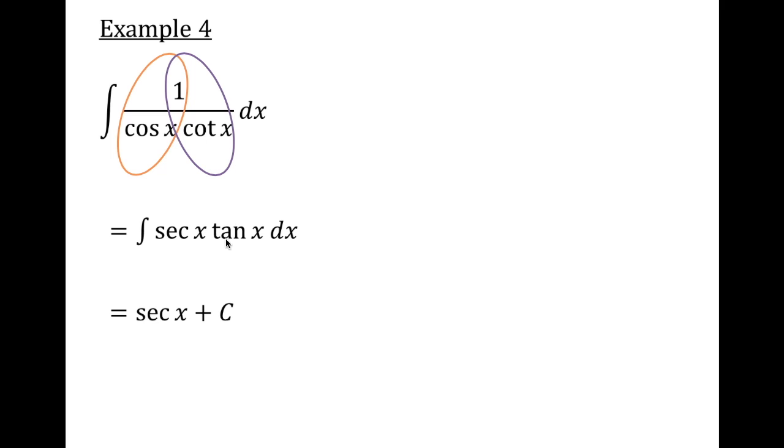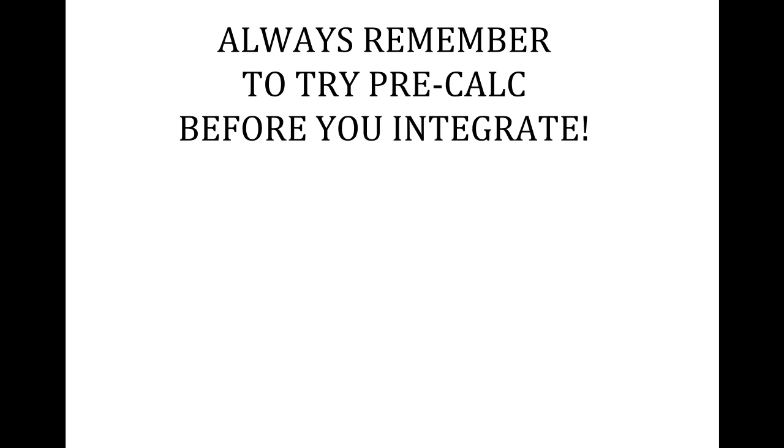So this problem is only a 3-step problem because I was able to look for 1 over cosine and 1 over cotangent and just find a formula on the formula card. So after you simplify, if you can't use the power rule, you have to look at your formula card and see if something matches. Everything will in this lesson and in this homework assignment. So always remember to try pre-calc before you integrate and use any of the formulas on the formula card.